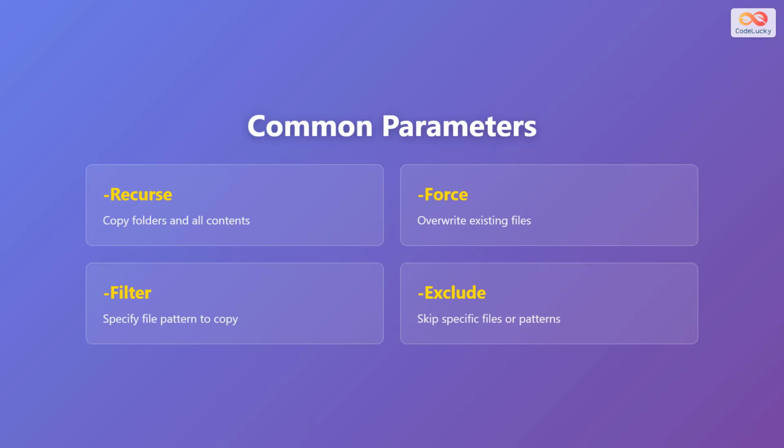Let's review the most commonly used parameters with Copy-Item. Recurse allows you to copy folders and all their contents, including subfolders. Force enables you to overwrite existing files without prompting for confirmation. Filter lets you specify a file pattern to copy only files that match certain criteria. And Exclude allows you to skip specific files or patterns during the copy operation. Understanding these parameters gives you fine-grained control over your copy operations. You can combine multiple parameters in a single command to achieve exactly the behavior you need for your file management tasks.